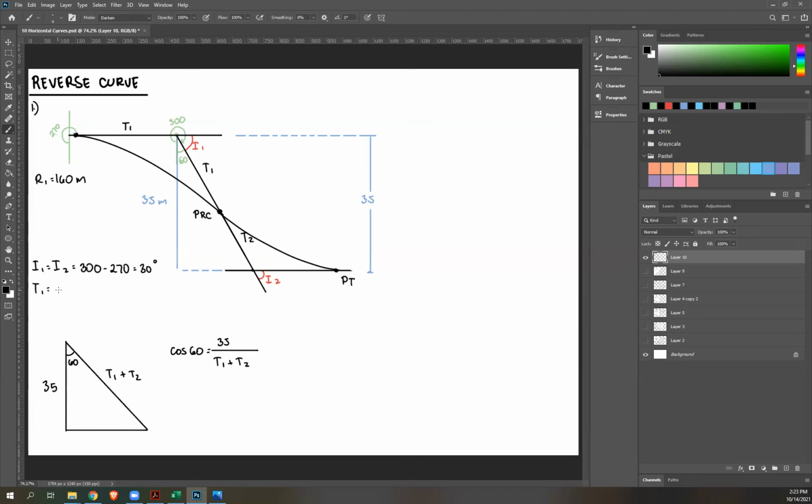So T1, try to memorize the equations to make your solution faster instead of always looking at your notes. So T1 equals R1 tangent I1 over 2. R1 is 160. Tangent I1 over 2 is tangent 15. Please solve what's T1.